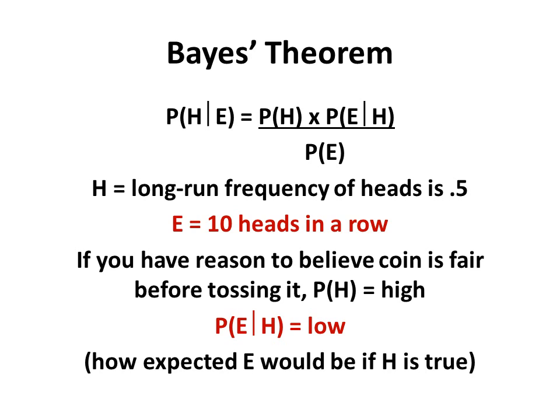So H is the belief that the long-run frequency of heads is 0.5, i.e. that the coin is fair. So let's suppose that you do indeed have a reason, prior to tossing the coin, to believe that it's fair. So the probability of H is high. But let's suppose now that what you observe is represented by E in red. You toss the coin 10 times and it's 10 heads in a row.